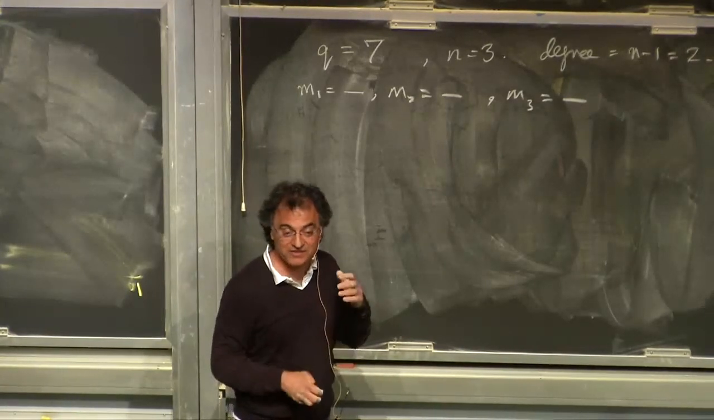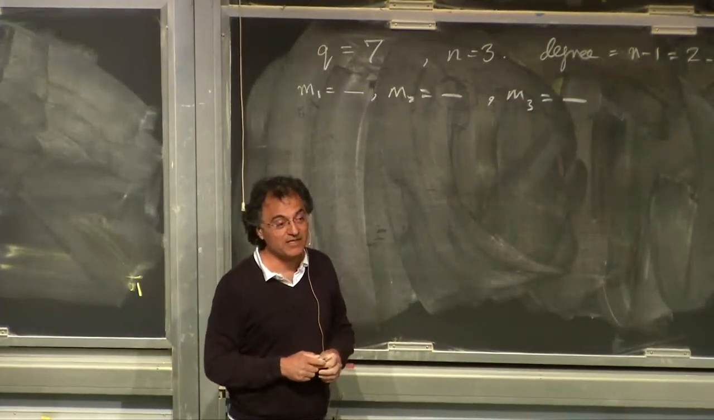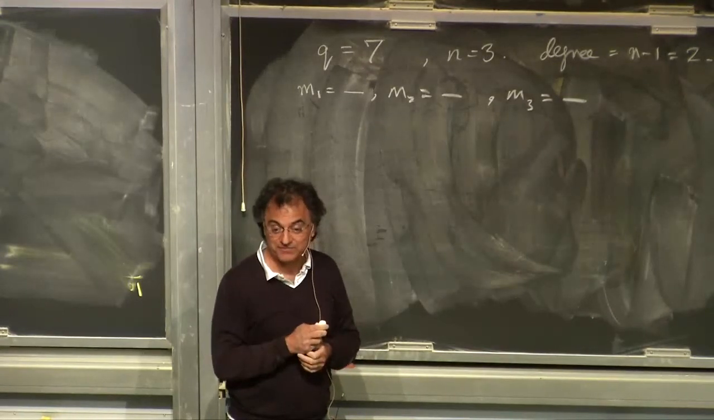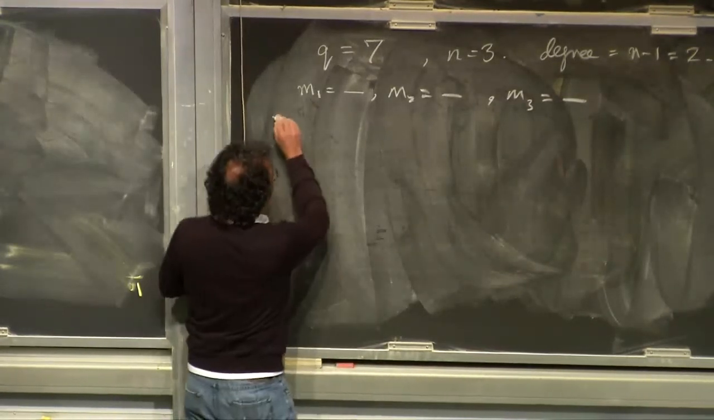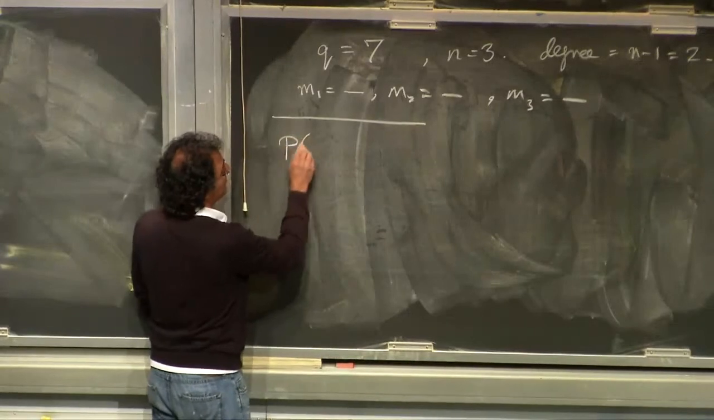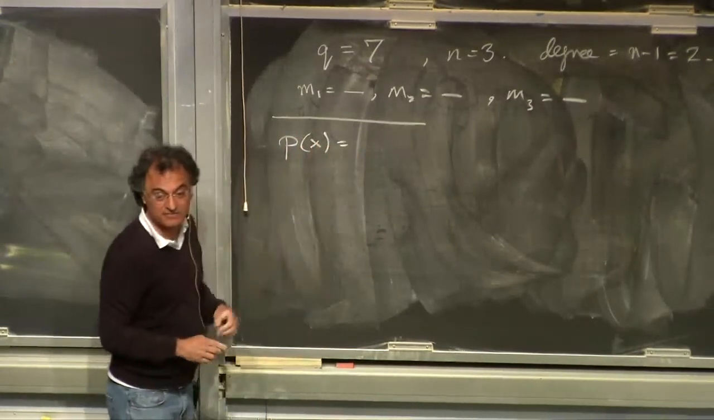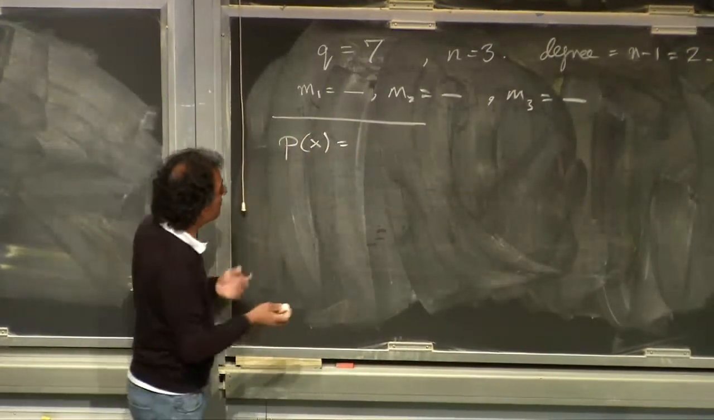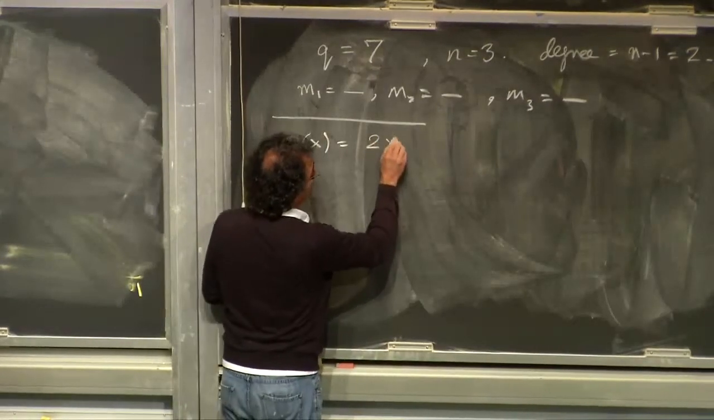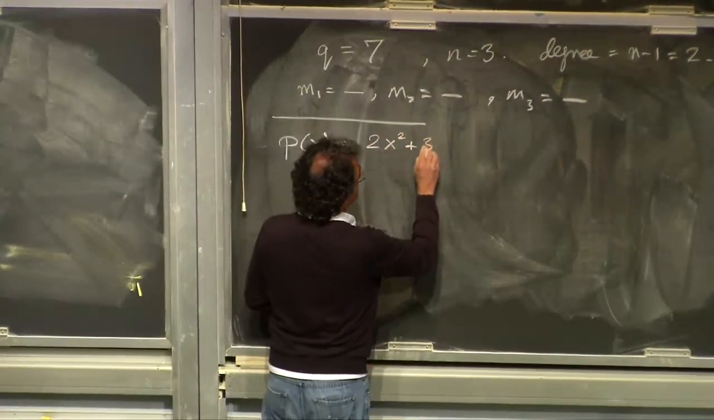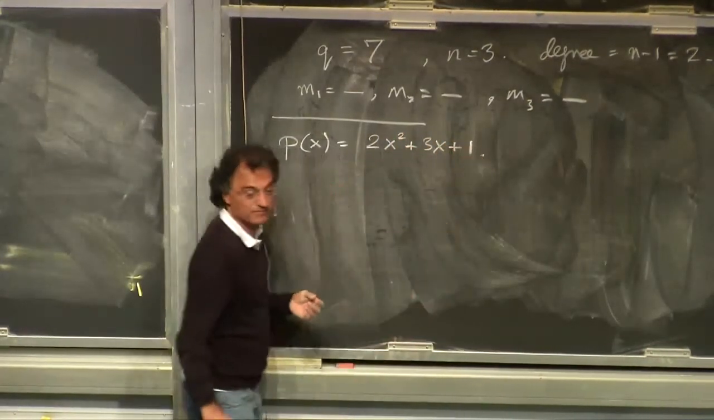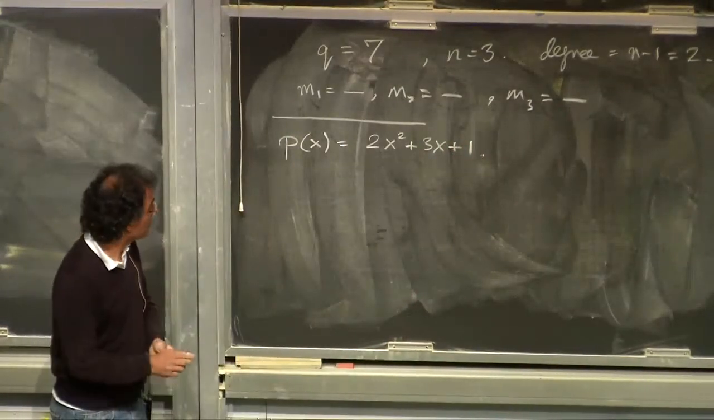Since we are just doing this for illustration purposes, I'm going to cheat. The way I'll cheat is I'll first pick the polynomial p of x. I'll pick the polynomial to be 2x squared plus 3x plus 1. So that's my polynomial.